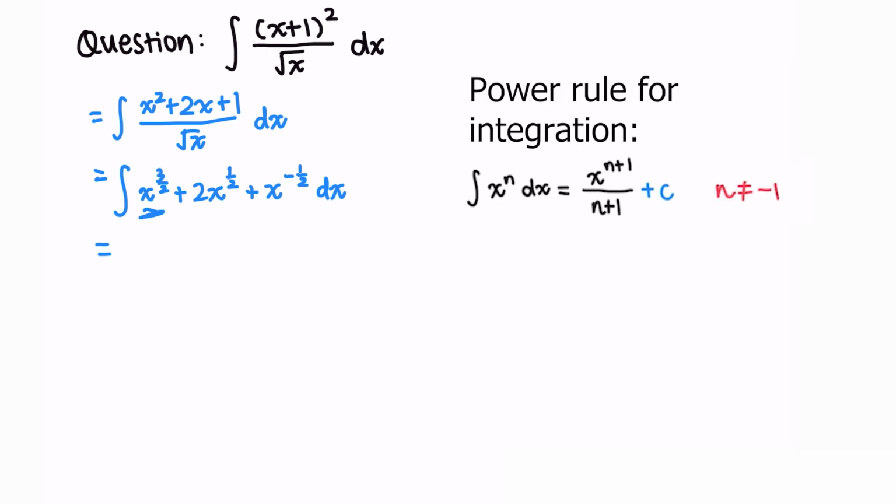So let's integrate this part first. We have x to the power of 5 over 2, and then over 5 over 2. And this is just 2/5 x to the power of 5 over 2. And if we continue doing this, we should get plus 4/3 x to the power of 3 over 2 plus 2 x to the power of half plus c. Don't forget the plus c, guys.